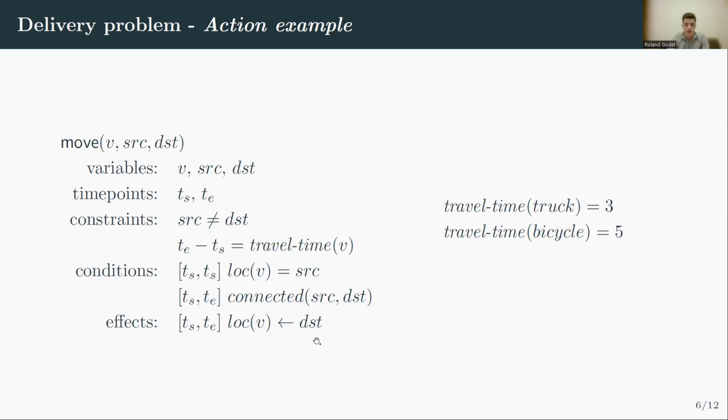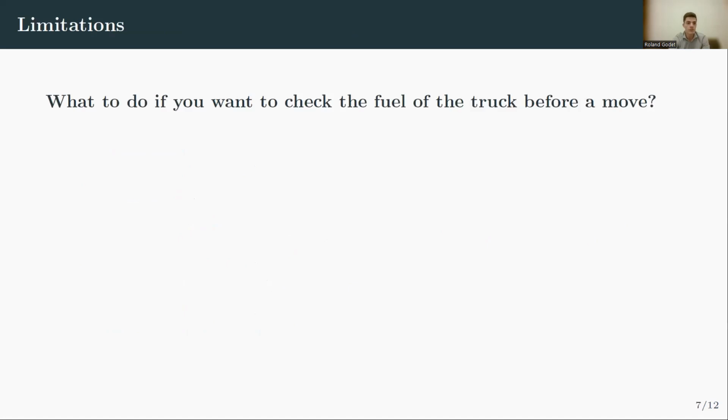Finally, we have one effect, saying that the location of the vehicle must be equal to the destination location, but the effect is from TS to TE, which means that the location will be unknown from TS to TE, but it will be the destination location at the end only, and until another effect changes the location of the vehicle. But this representation has some limitations.